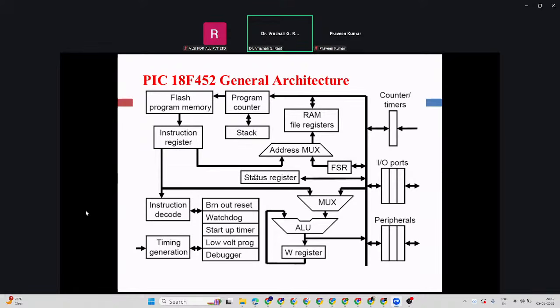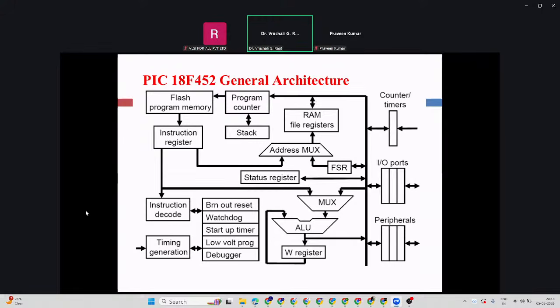Now there is one status register. Can anyone tell me what you understand by the status register? Do you remember we talked about the status register there in the 8051 also? So this is the status register, which will show the status of the program.